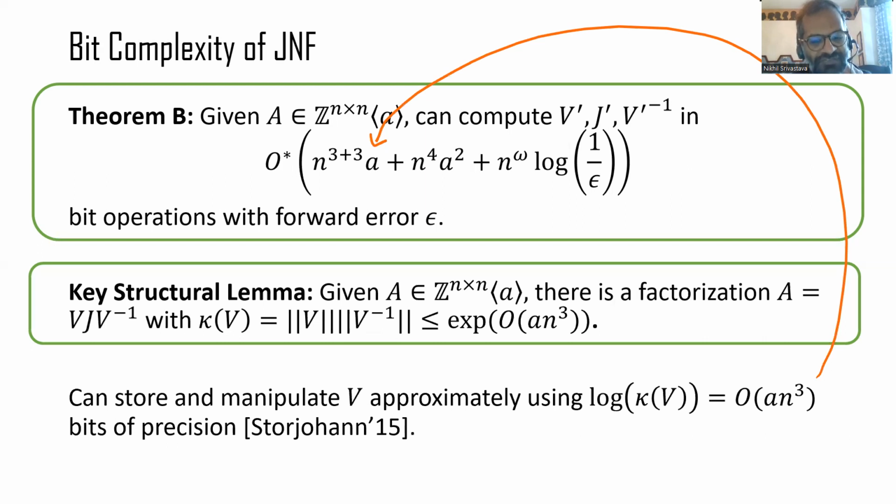Roughly speaking, the reason this is relevant is that if you have a matrix with a bounded condition number, then there are results saying that you can store and manipulate it using roughly log of that condition number bits of precision. In particular, there's a very nice result of Storjohann on inverting integer matrices or rational matrices of bounded condition number. So once we have this condition number bound, these results tell us that we can manipulate these matrices using n cubed a bits of precision. And this n to the 6a is roughly n cubed times n to the 3a for inverting such matrices and so on.